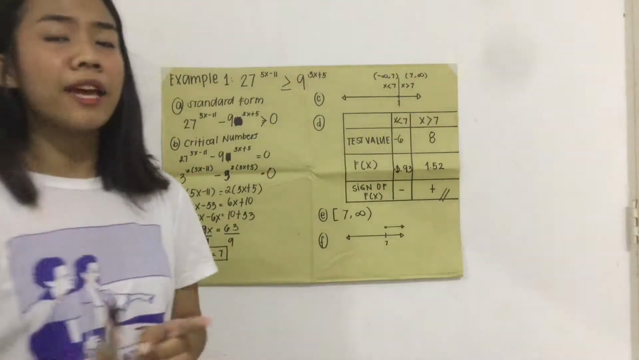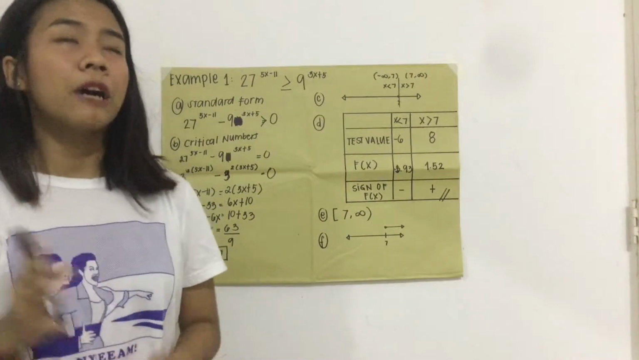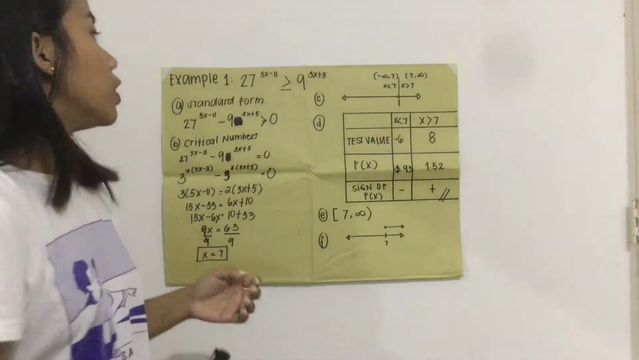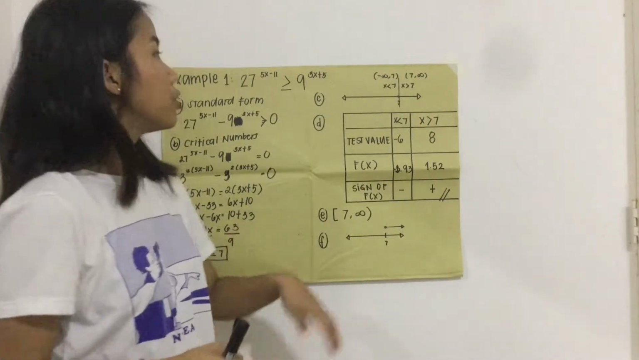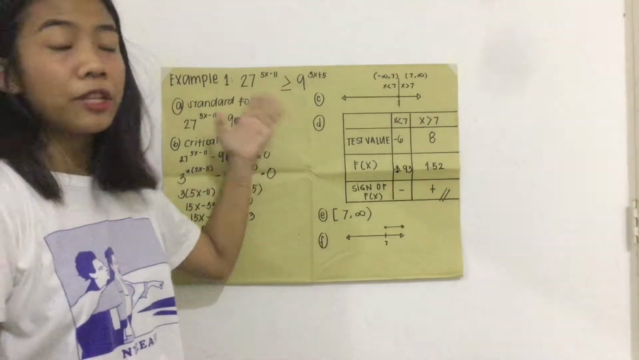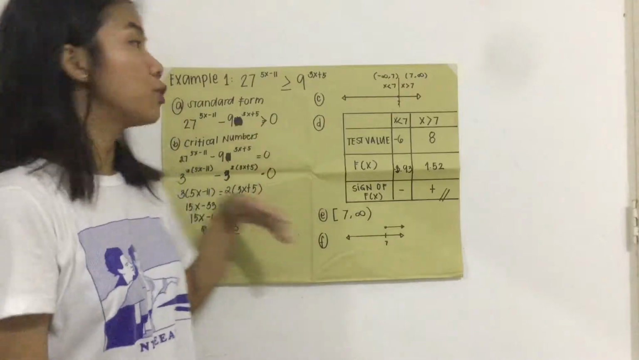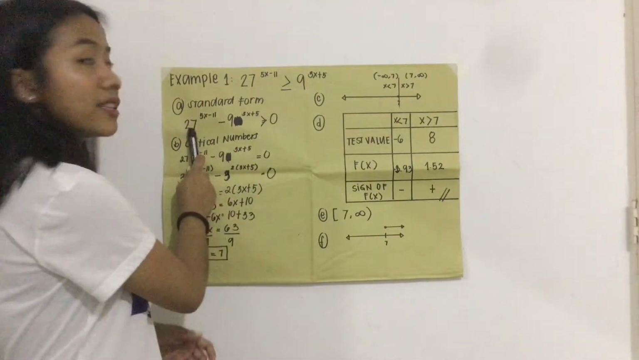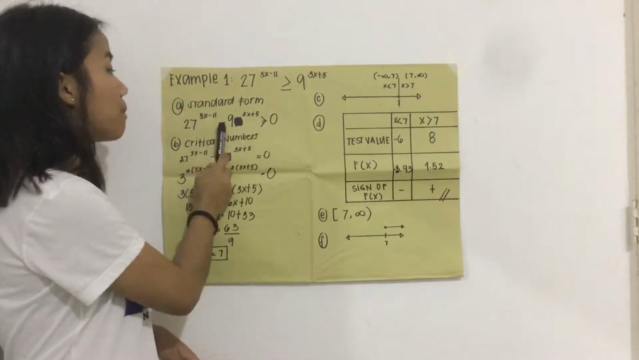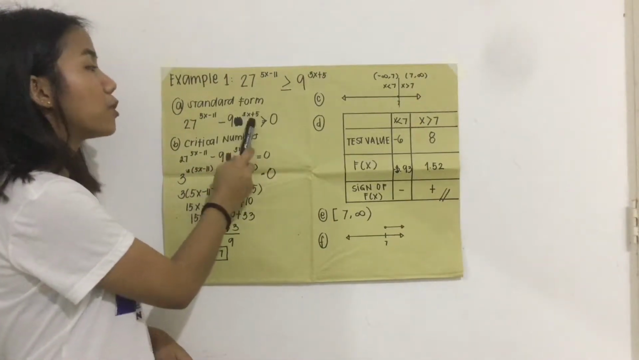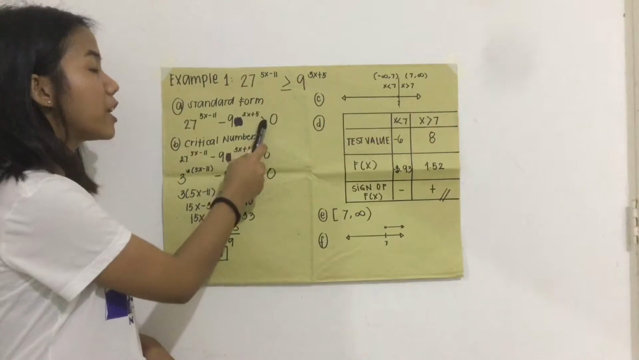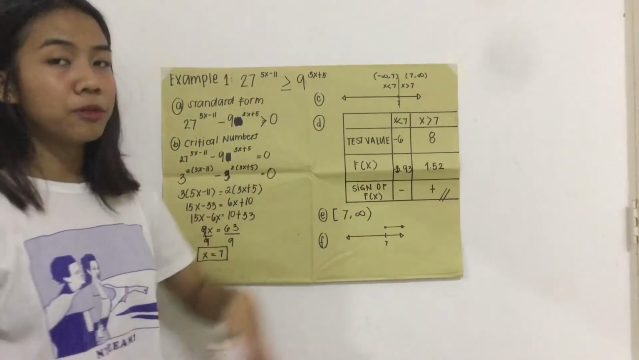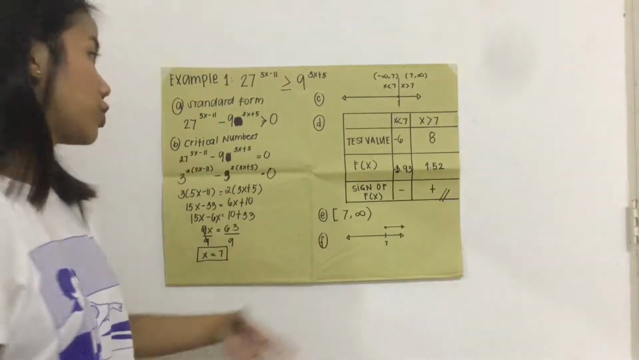So the first step in solving exponential inequality is you should transform your given into standard form. So our standard form would be 27 raised to 5x minus 11 minus 9 raised to 3x plus 5 greater than 0. So that is our standard form. Later we're going to use that also.